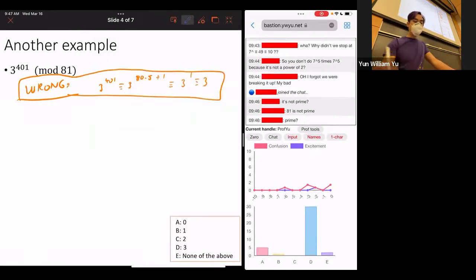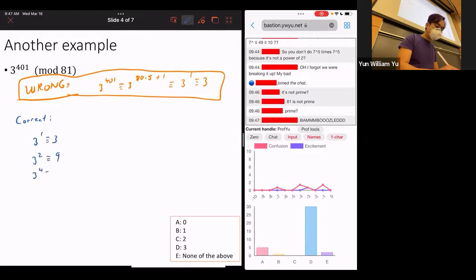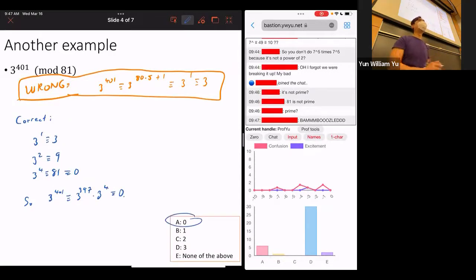And so if you were going to do this, you would have to do it some other way. It turns out that the correct answer here, well, you might notice that 3 to the 1 is congruent to 3. 3 squared is congruent to 9. 3 to the 4th is congruent to 81, which is congruent to 0. So 3 to the 401 is congruent to 3 to the 397 times 3 to the 4th, which is congruent to 0. So the answer here is actually A.